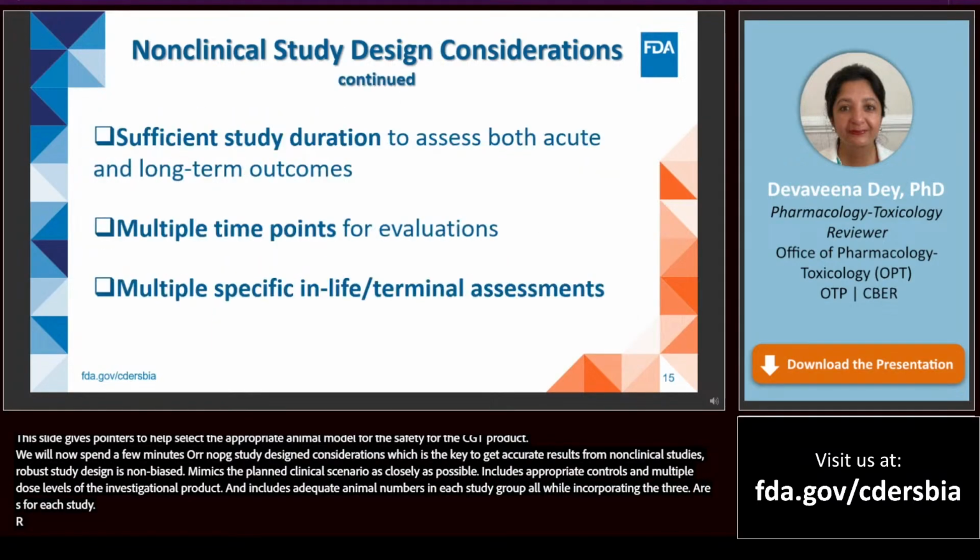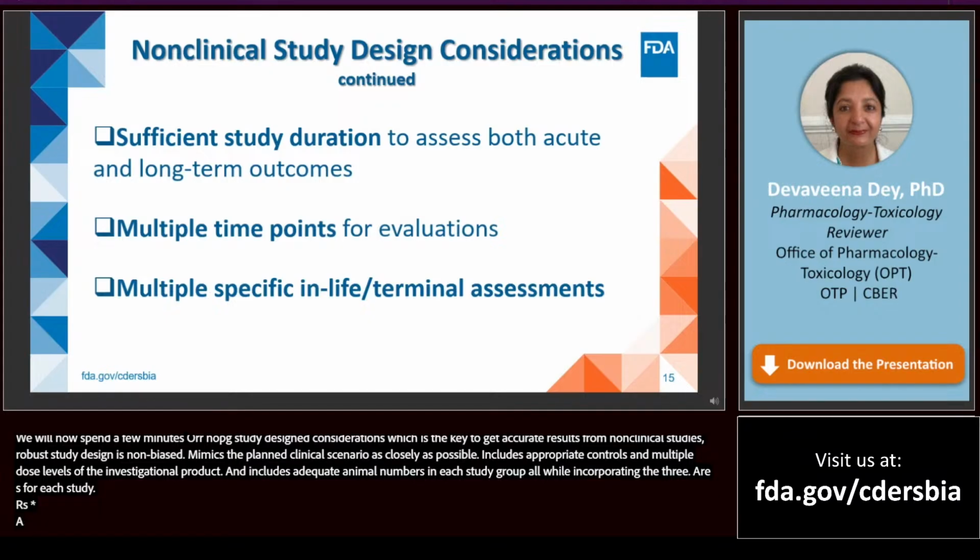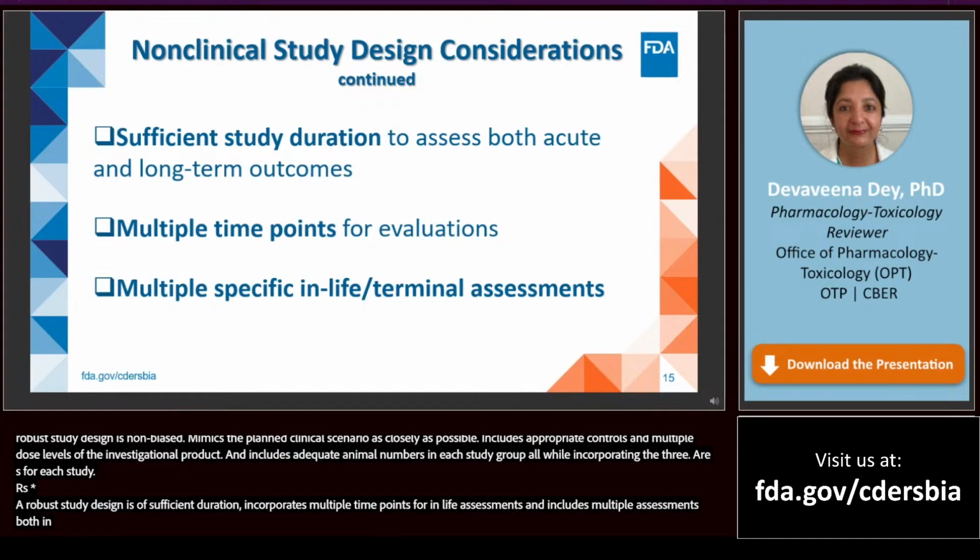A robust study design is also of a sufficient duration, incorporates multiple time points for in-life assessments, and includes multiple assessments, both in-life and at necropsy. Such a robust study design is key in accurate evaluation of the long-term safety and activity of a CGT product.